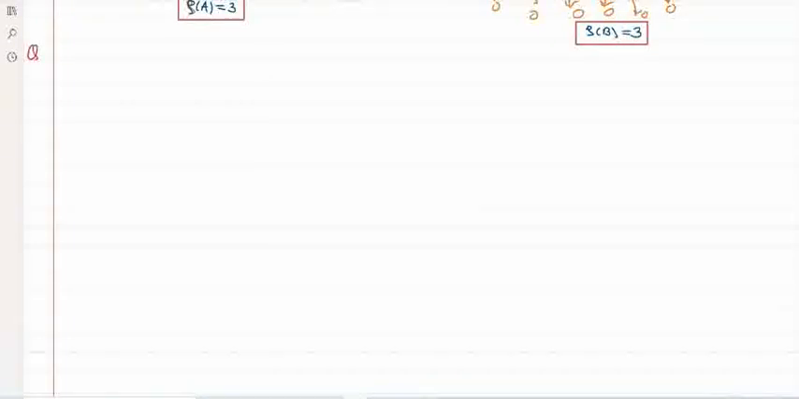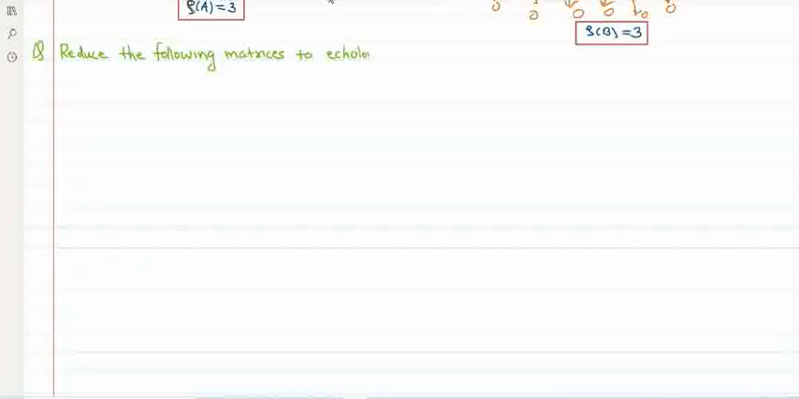The question is common. Reduce the following matrices, just like a normal form, to echelon form and find the rank. Okay, so the first example.